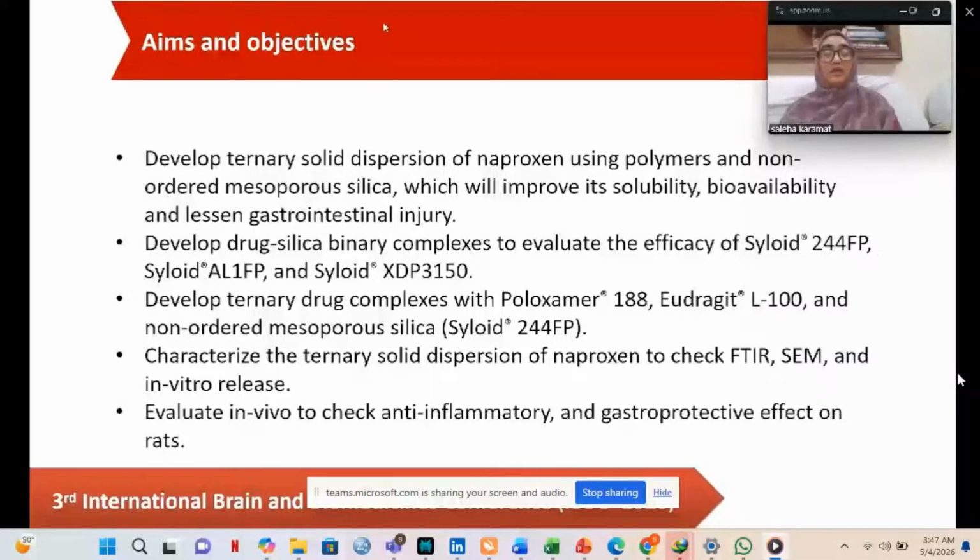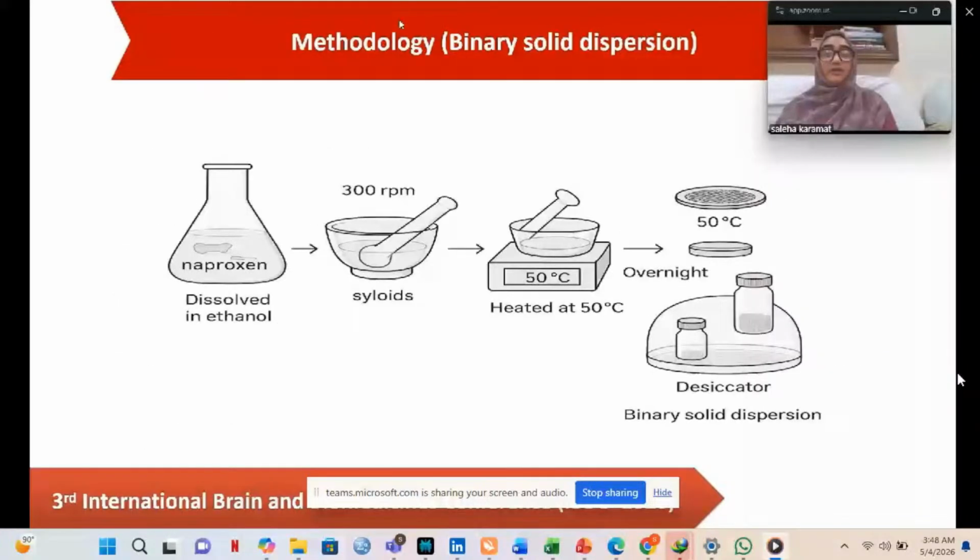Next is the methodology of the binary solid dispersion, in which I dissolved the naproxen in ethanol, as it is insoluble in water, then placed it in a glass pestle and mortar and added the silica. At 300 rpm and 50 degrees centigrade, I placed it on the magnetic stirrer for 1 hour. After 1 hour, I removed it from the magnetic stirrer and placed it in the hot oven for overnight drying. After that, I collected its powder.